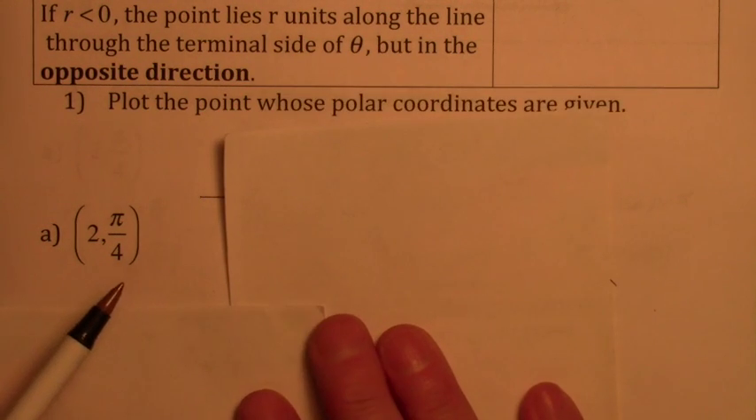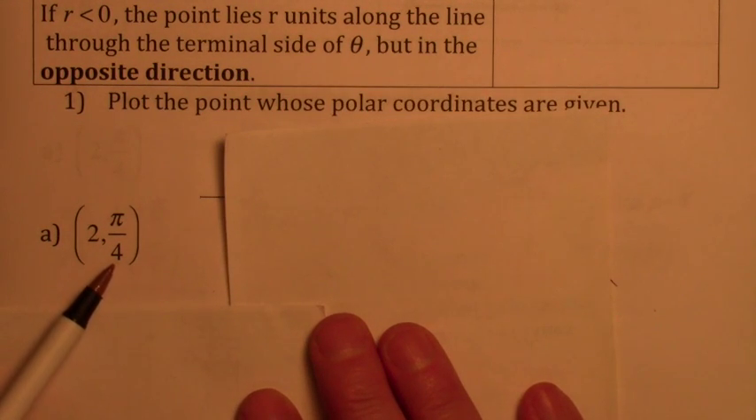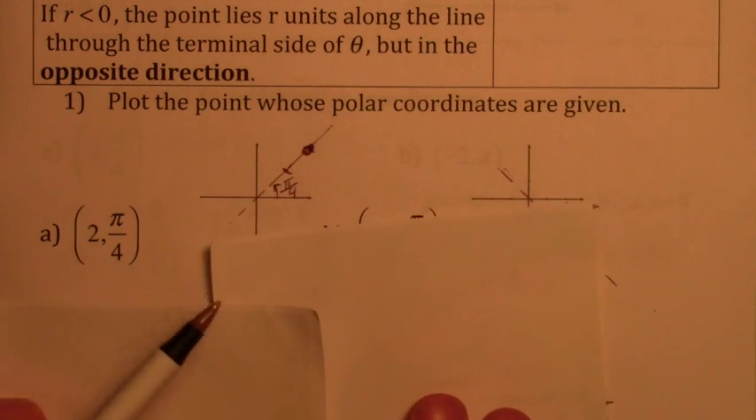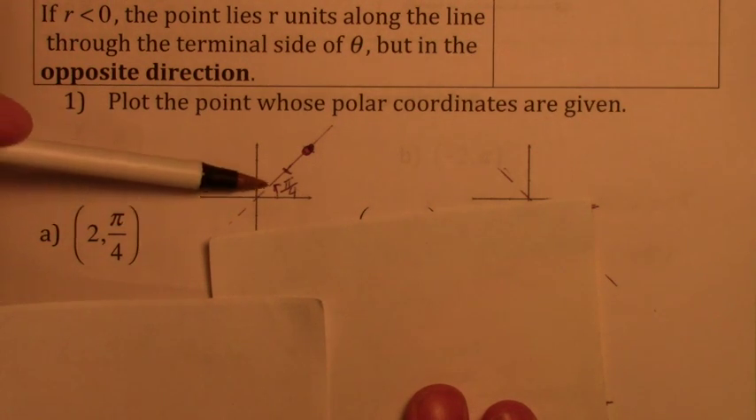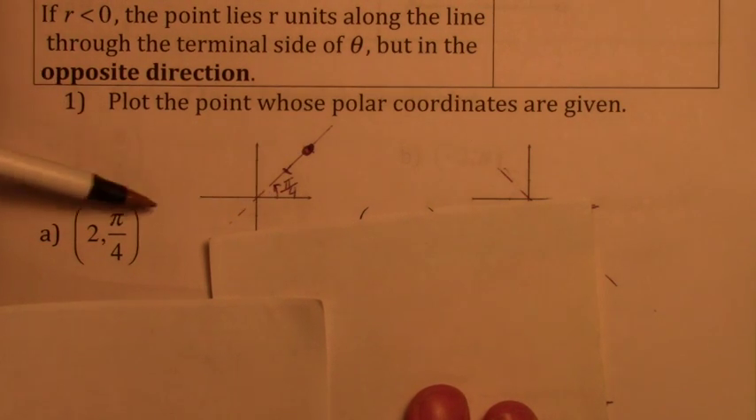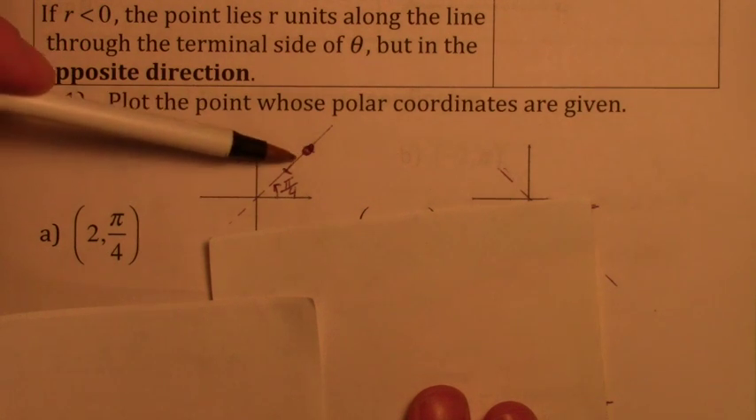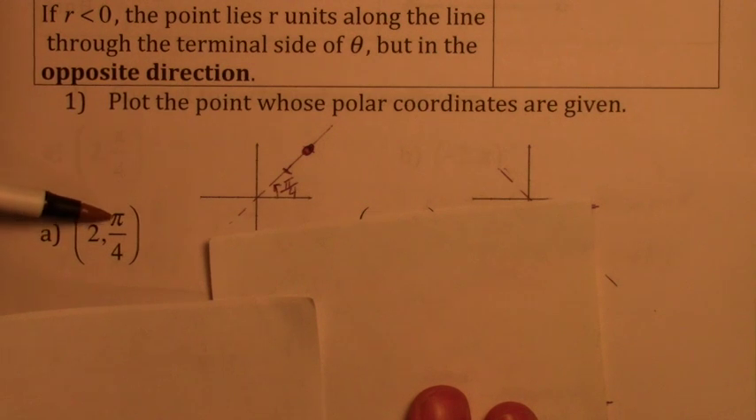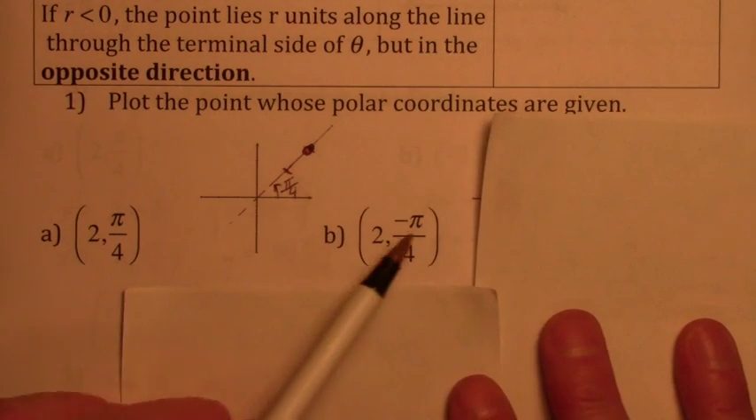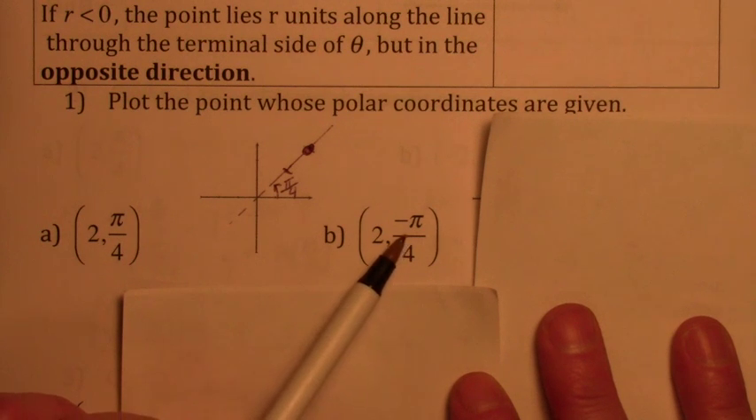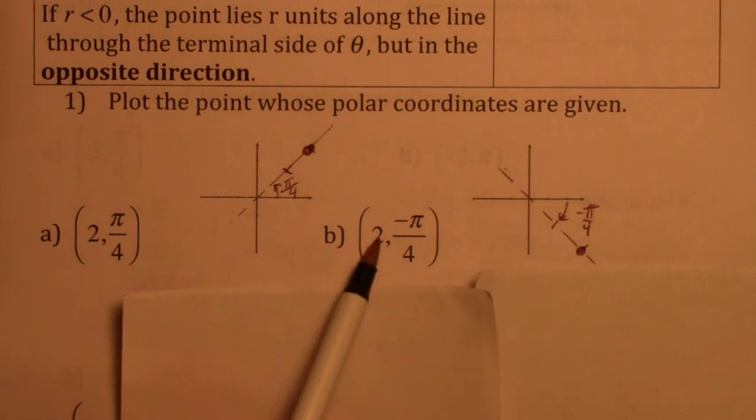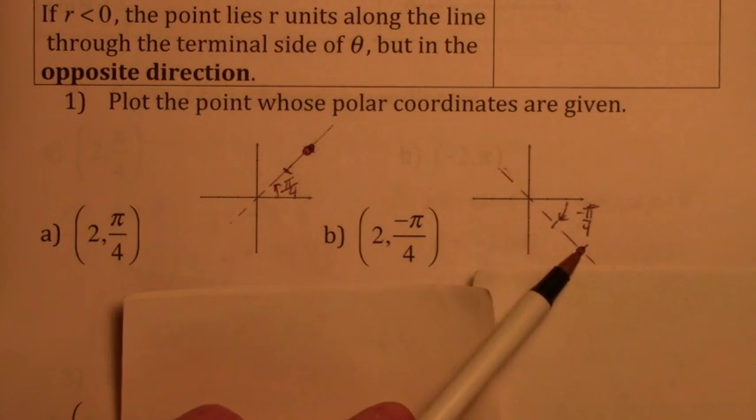If you wanted to plot the point 2 comma pi over 4, you would start and rotate pi over 4 radians counterclockwise, and then you would extend 2 units. This would be a positive 2, so you would extend along the terminal side of theta 2 units. So this would be the point 2 comma pi over 4. The first coordinate is r, the second coordinate is theta. Here we go. Here you would rotate clockwise pi over 4. In other words, you'd rotate down, and then r is still positive, so you would extend along the terminal side. So this would put you in the fourth quadrant. This point would be right about there.